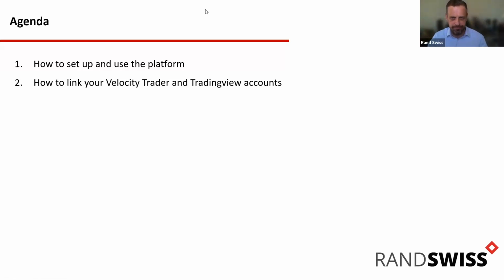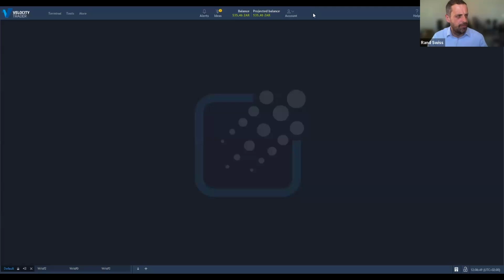But okay. So here we go. This is the first time you log into Velocity Trader. So let's say you went through that whole process of opening an account with Rand Swiss. You've downloaded the platform. We'll usually send you a guide on how to download it and how to create passwords. I'm not going to cover it in this webinar, because if you open an account, we'll send you a PDF guide on how to do all those kinds of things. So let's say you've already gone through all those things. You've downloaded the platform. You logged in.